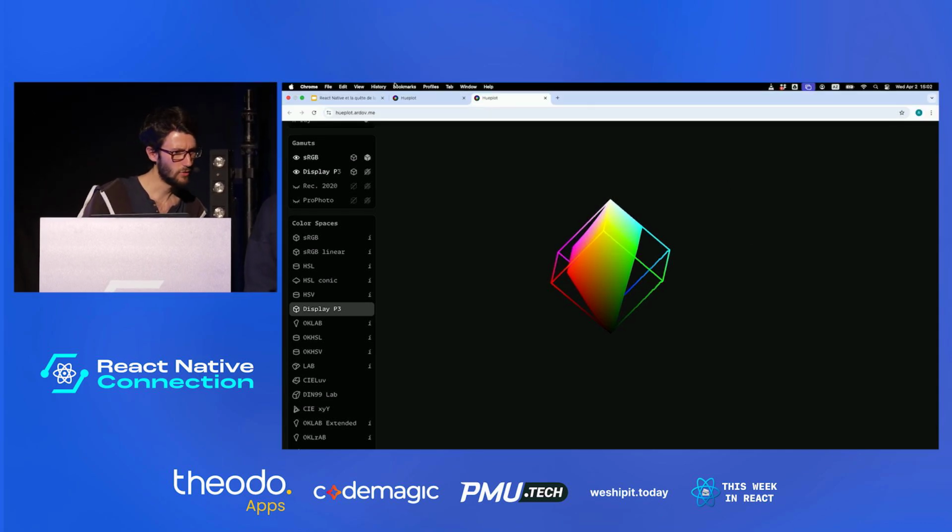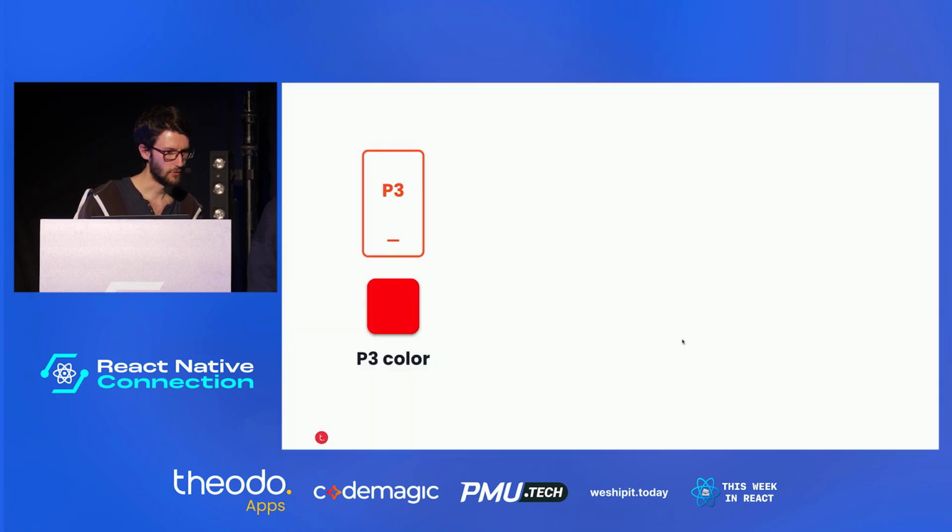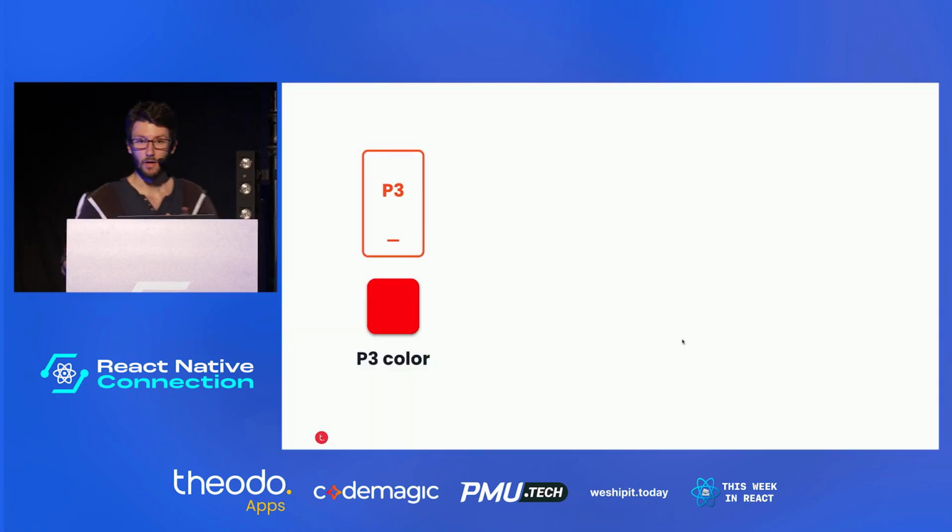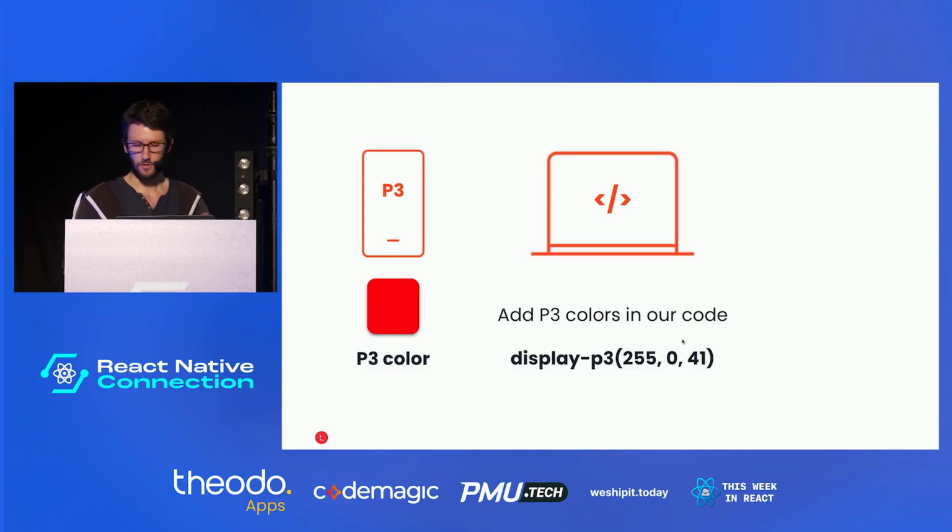So what would it look like if we implement this? A developer will write a P3 color on a P3 device. So on this device, no problem. The developer will just need to write the color like this, with display P3 and the color using RGB. But then, what would happen on a non-P3 device? Because there are still a lot of non-P3 devices. So we need to make sure that we can still display a color.